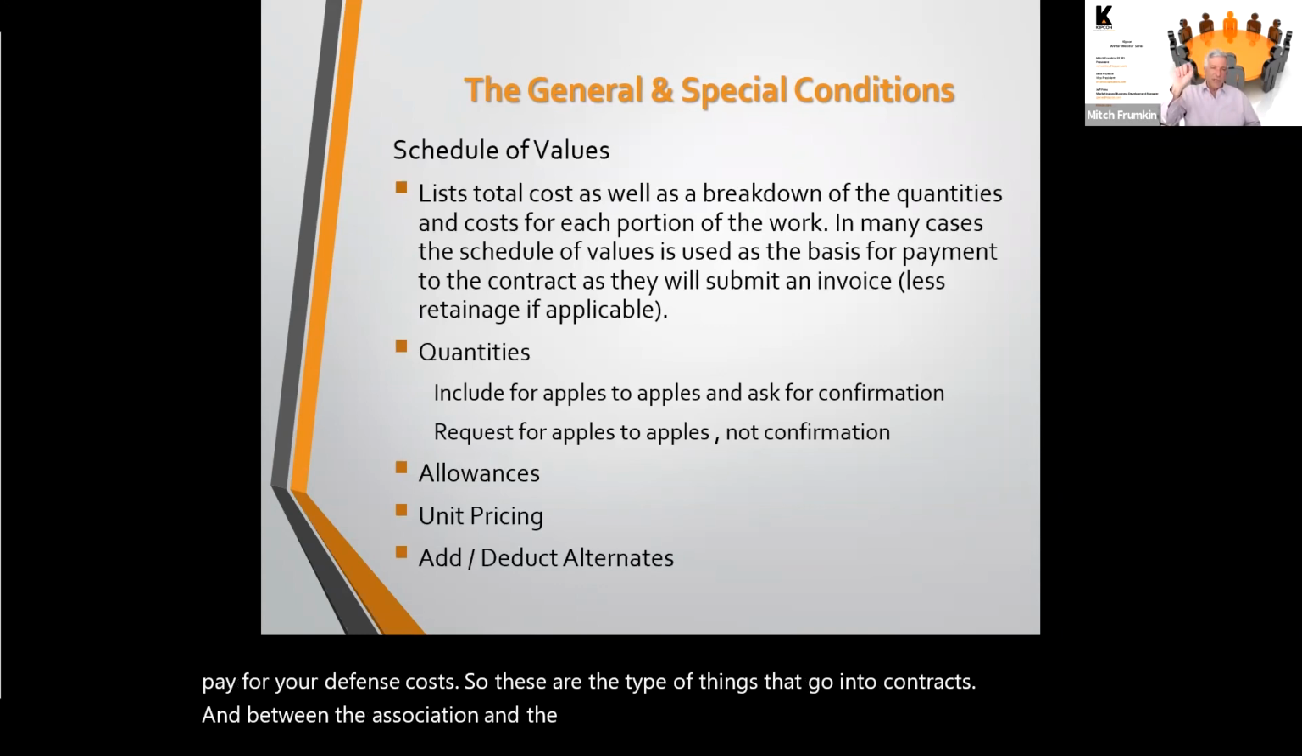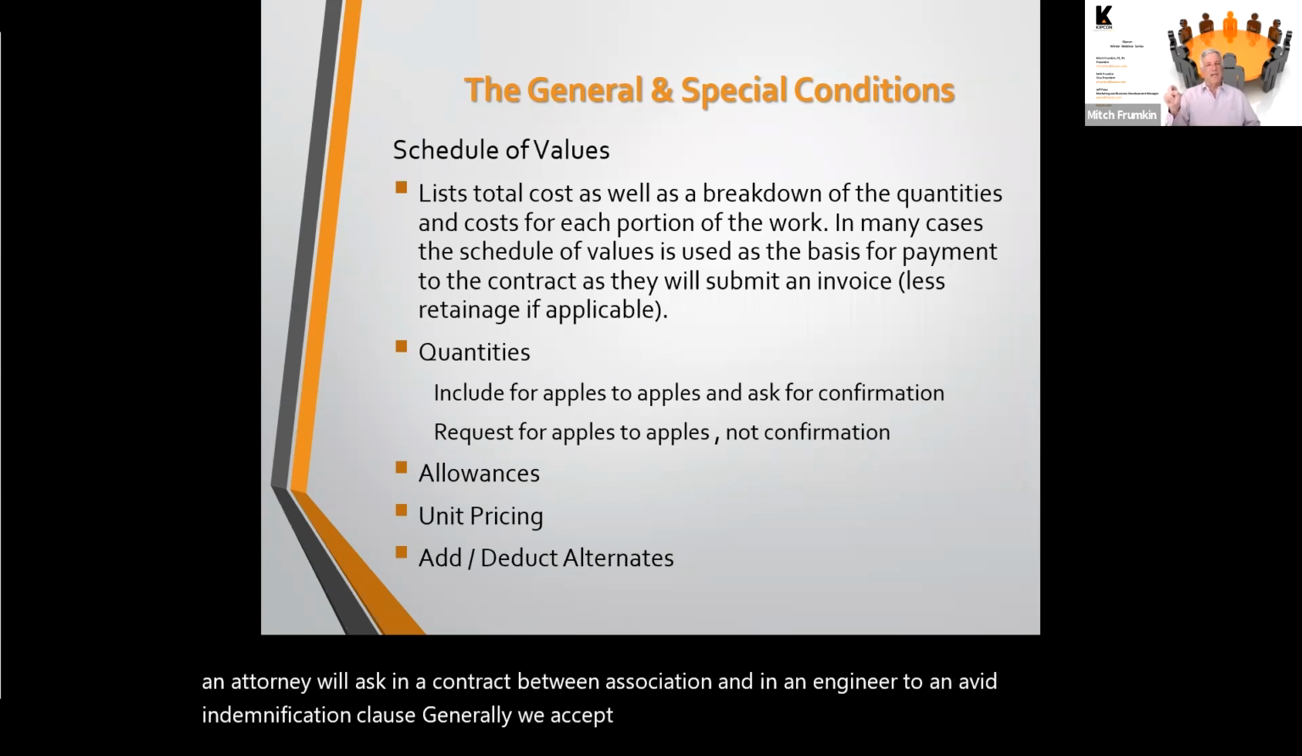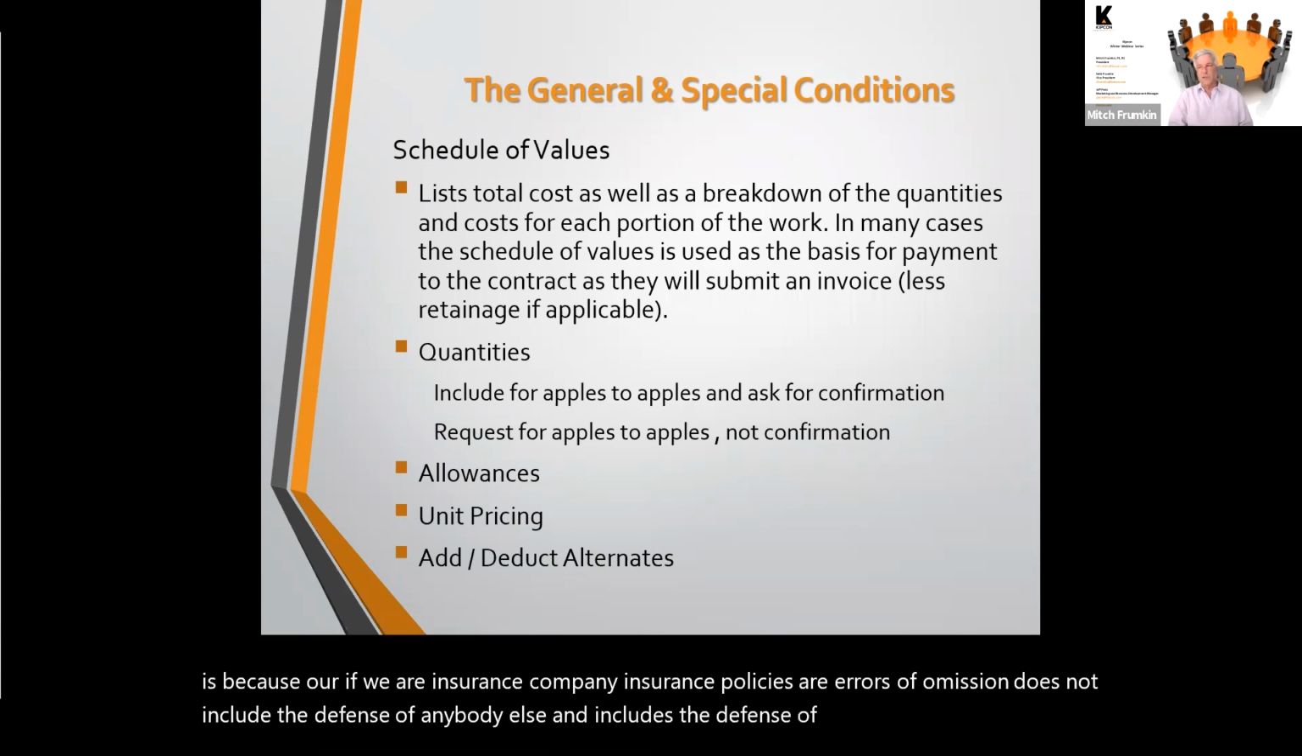I will put a little asterisk on there. Sometimes an attorney will ask in a contract between the association and an engineer to have an indemnification clause. Generally, we accept them, except if it says defend. The reason I say that is because our insurance policies, our errors and omissions coverage, does not include the defense of anybody else. It only includes the defense of us. But with a contractor, it's a little different.